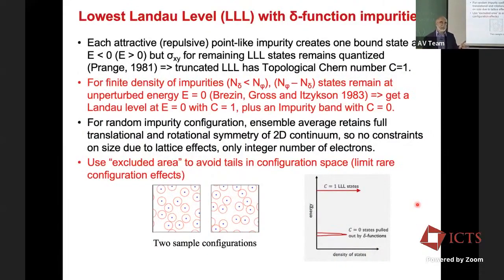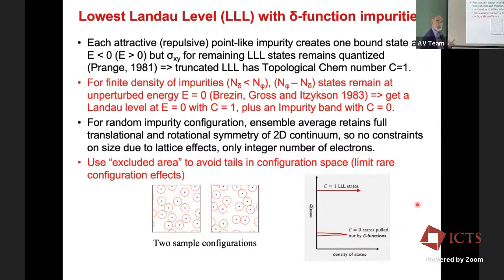I came up with a solution for that, okay? And the solution is that instead of trying to form two bands, a Chern 0 band and a Chern 1 band, subbands with a periodic potential, you instead put delta function impurities in the Landau level. If you put one single delta function impurity in a Landau level, it pulls out one bound state. That was shown by Prange in 1981.